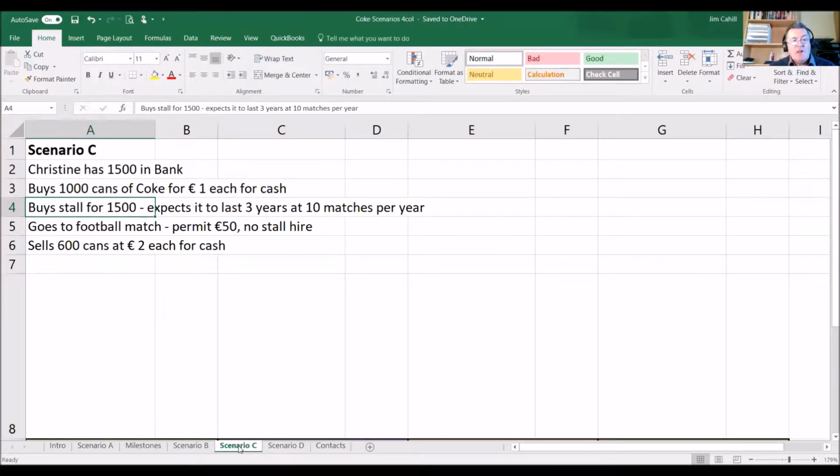Welcome back now to scenario C. This time we have Christine, who starts off with 1,500 in the bank. Christine goes away and buys her 1,000 cans of Coke for €1 each for cash. This time Christine says, I'm not going to pay money renting stalls. I can buy my own stall for 1,500.